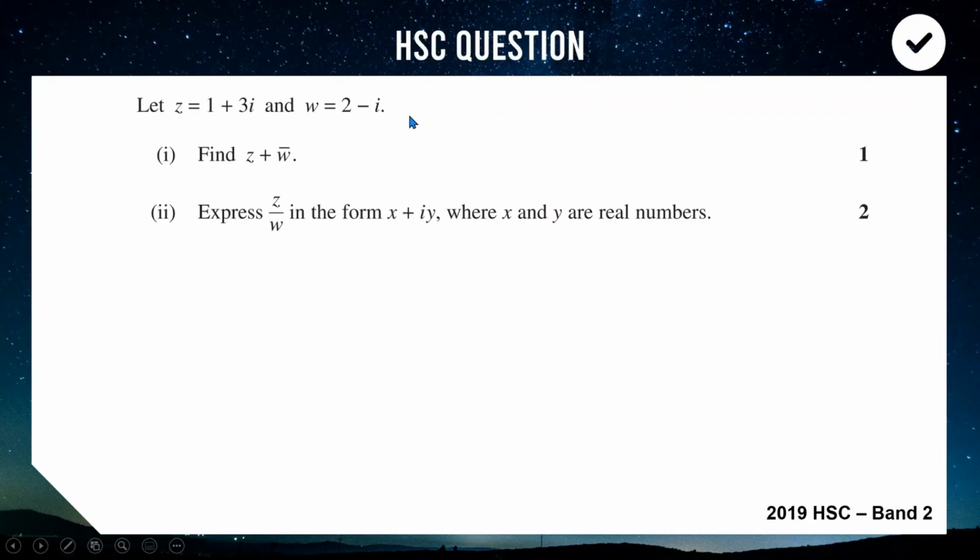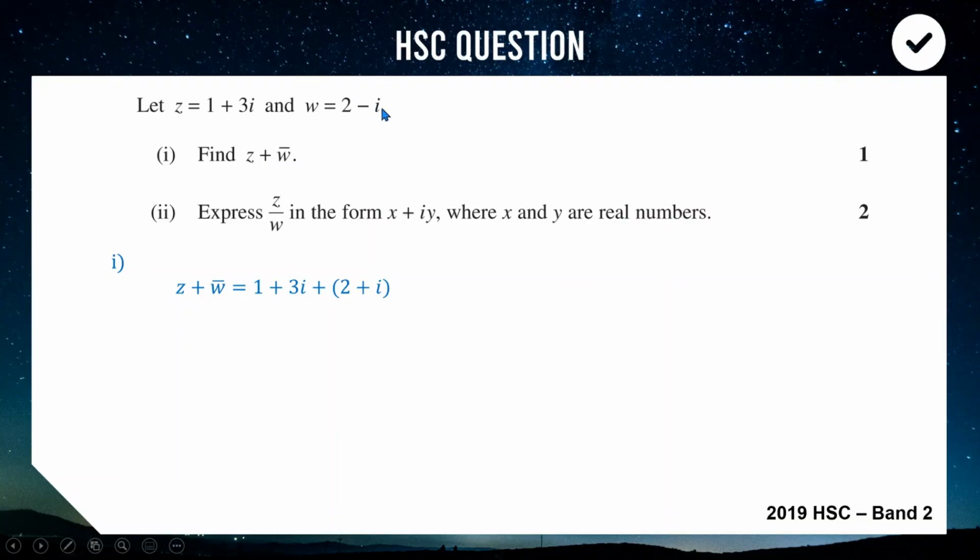First thing I want you to do is find z plus w conjugate. And then part 2 is express z divided by w in the form x plus iy, where x and y are real numbers. All right, there's a chance for you to pause the video and see if you can answer this question by yourself already. If you're not feeling super confident, I'll go through the solution very shortly. Okay, here we go. So for the first part, z plus w conjugate. So we have z is 1 plus 3i.